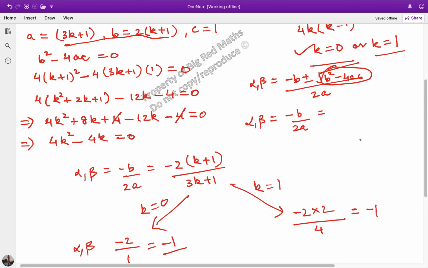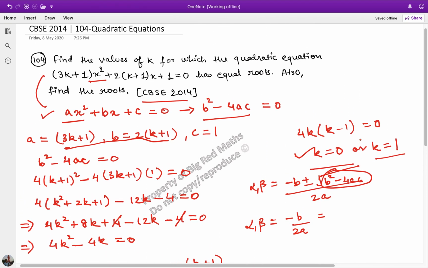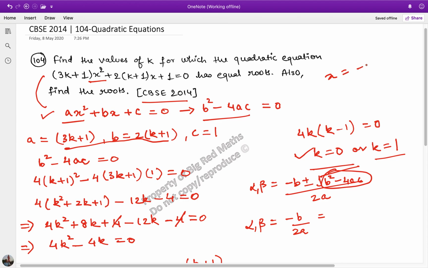Okay, so the solution to the equation for having real roots is x = −1, and the value of k for which this equation will have equal roots is either 0 or 1, and this is the solution to the question.